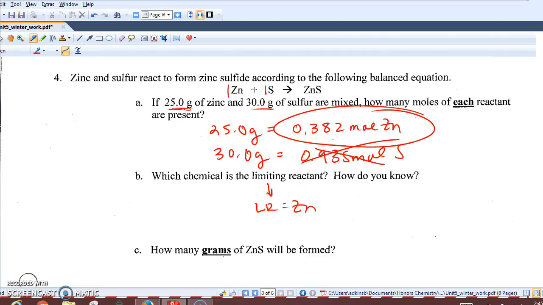Well, you've got this much zinc and that much zinc sulfide formed because everything's 1 to 1. Molar mass of zinc sulfide is 97.5. So your final answer comes out to 37.2 grams of ZnS.